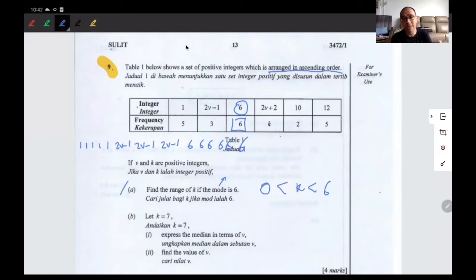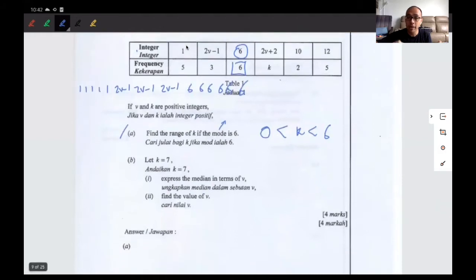This is a good question. It's a trick question lah actually. Ramai orang akan letak K kurang daripada 6. Tapi pada hakikatnya, mana ada frekuensi yang less than negative number bahkan. So you have to have 0, K is in between 0 and 6. Dia mesti di antara 0 dan 6.